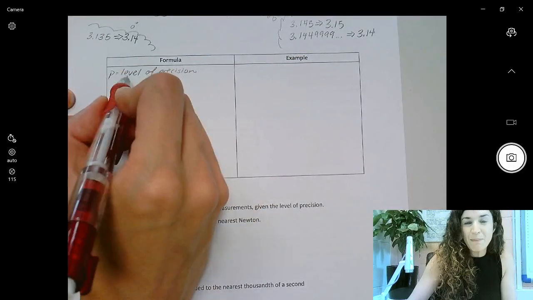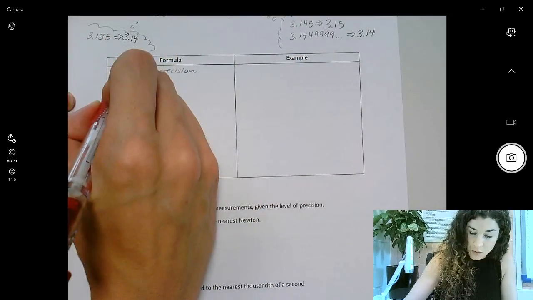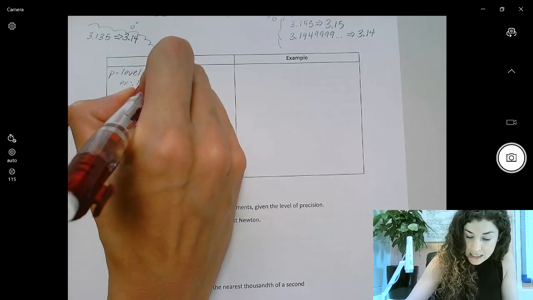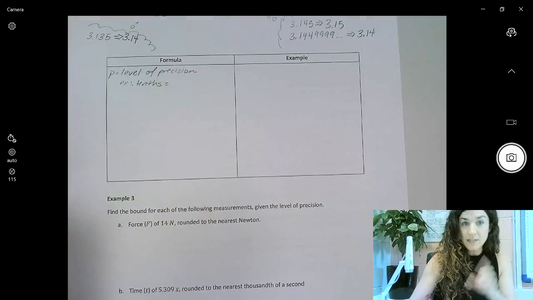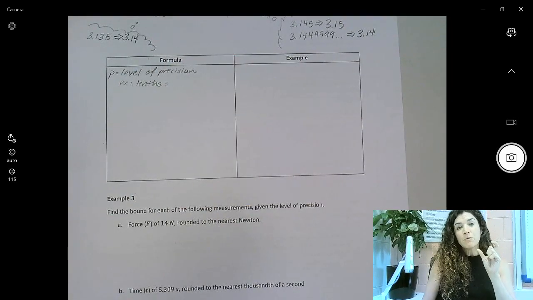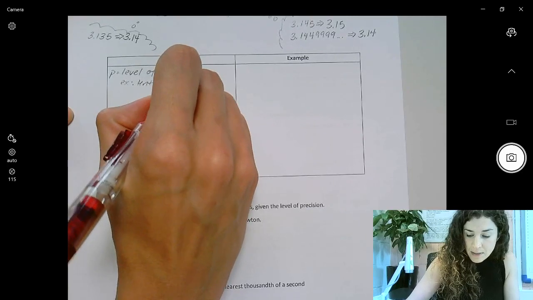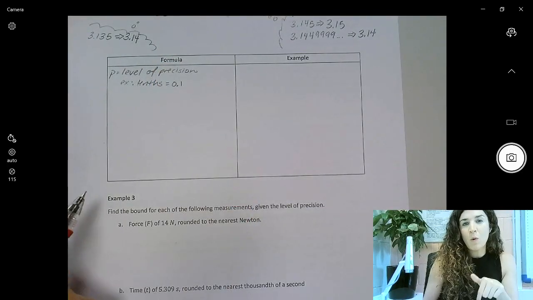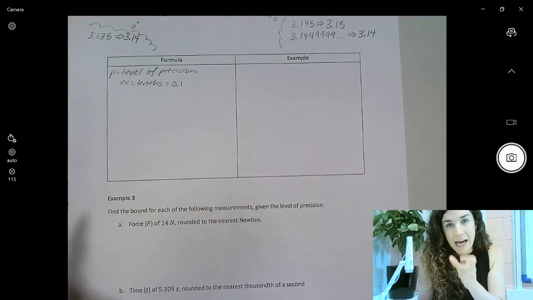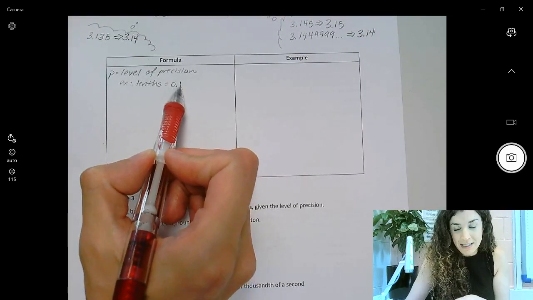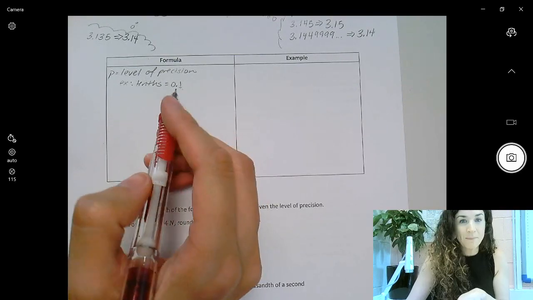Okay, so your level of precision is basically where you round to. For example, if your level of precision is to the 10th place, that is to the first decimal place, your P is not the digit that's actually in the 10th place, but instead it is 0.1. It's 1 in that place that you rounded to. I rounded to the 10th place, and so now I put a 1 there.